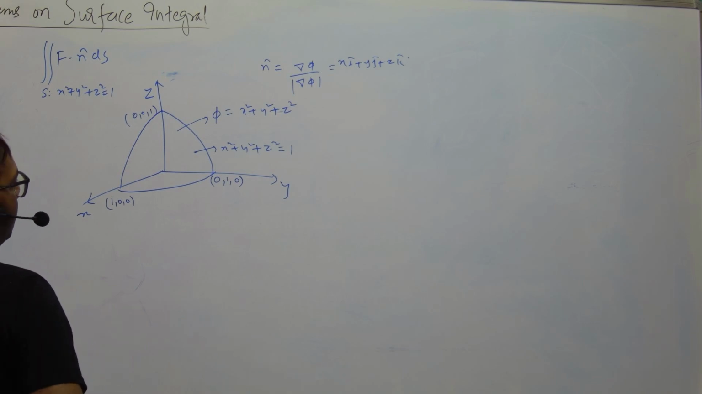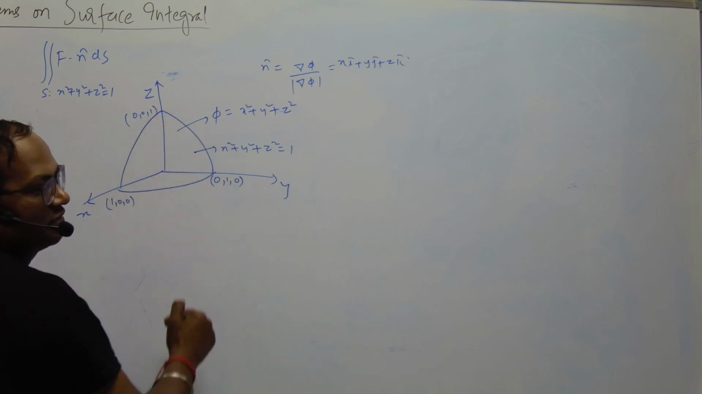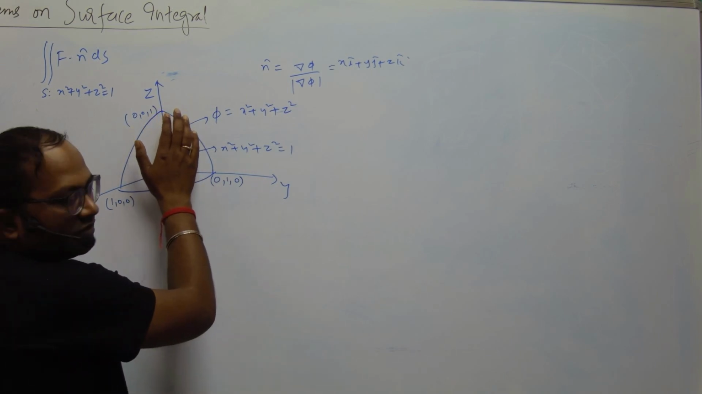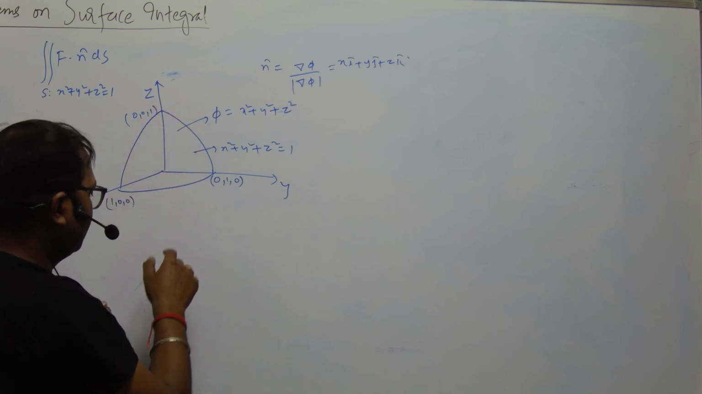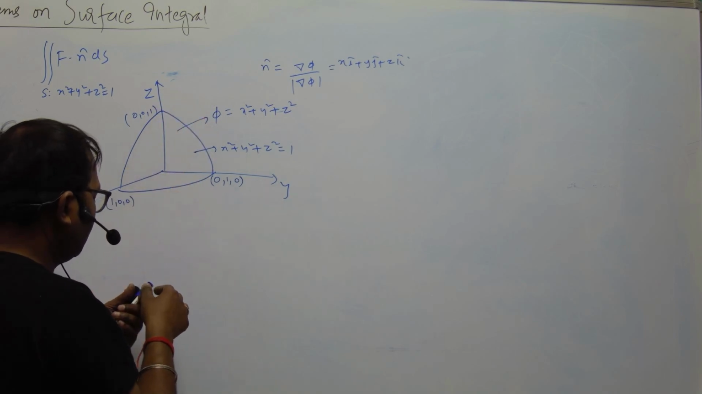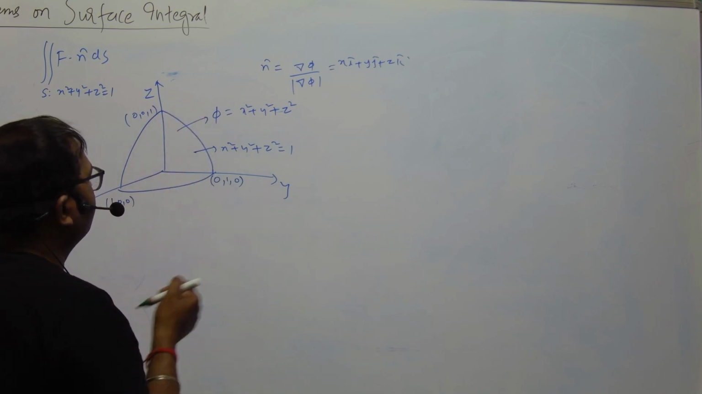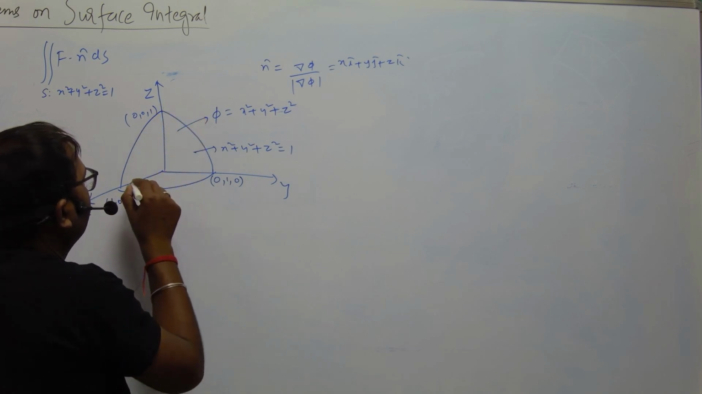Okay, so for finding the value of ds, let us take the projection. This is our curved surface. So we take the projection of this curved surface on the xy plane. So the surface S gets transformed into a region R. Since we are taking the projection of this curved surface on the xy plane, this is our region R.